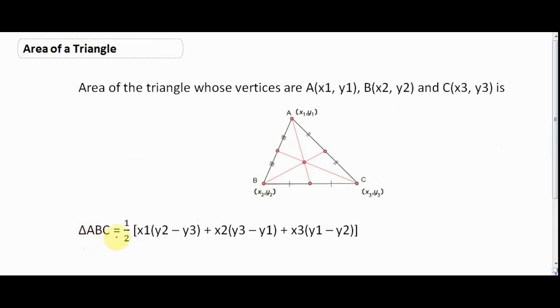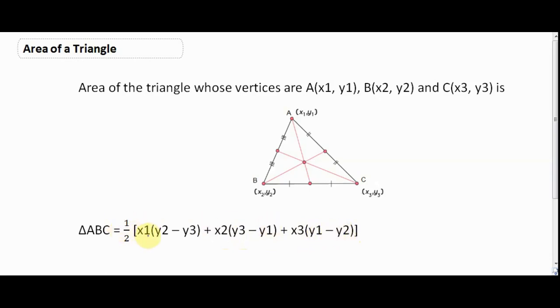The area of the triangle will be equal to 1 by 2 into x1 into (y2 minus y3) plus x2 into (y3 minus y1) plus x3 into (y1 minus y2). It is easy to remember because the first term is x1 followed by y2 followed by y3, so the sequence 1, 2, 3 comes here. The second term is x2 into (y3 minus y1), so 2 followed by 3, 3 followed by 1. The third term is x3 into (y1 minus y2), so 3 followed by 1, 1 followed by 2.